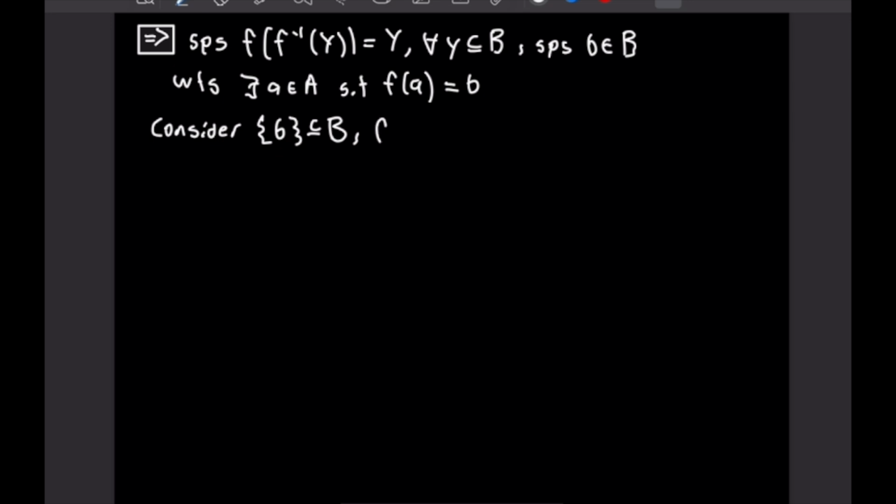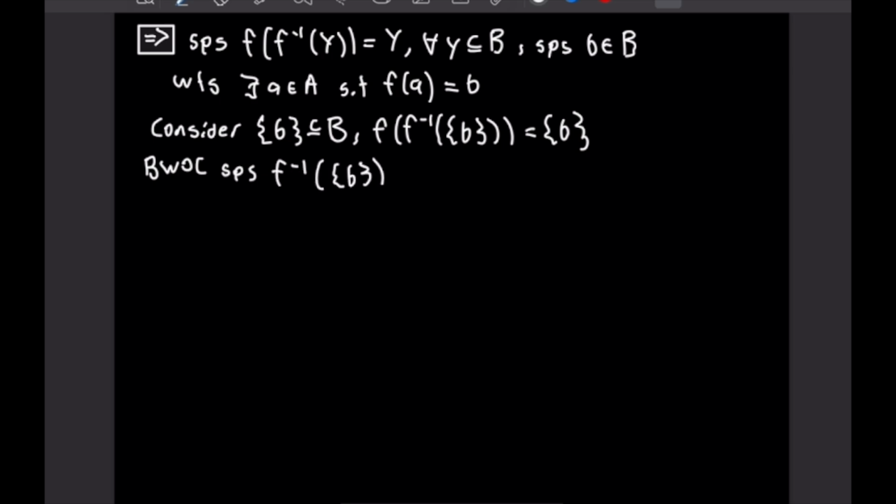From our assumption, that means that the image of the pre-image of our singleton B will be, of course, equal to B. Now we're going to do a proof by contradiction to show that our pre-image of the singleton B is non-empty, and then we can finish this proof off. So by way of contradiction, we're going to suppose that it is empty and arrive at a contradiction. So we're going to suppose that the pre-image of our singleton B is equal to the empty set.